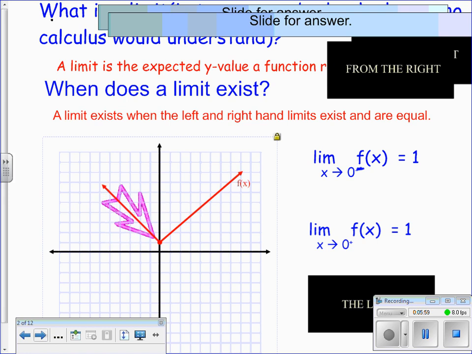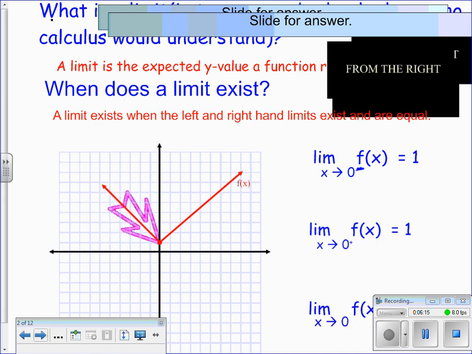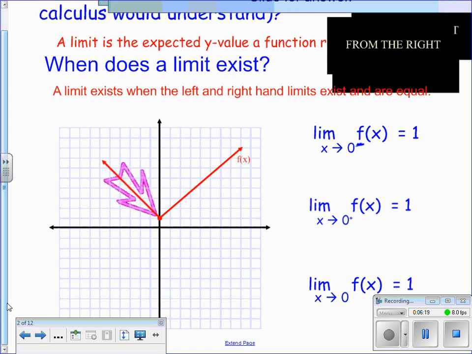Now here's the important thing under this one. As I approach from the left and I approach from the right, do they go towards the same value? So that means the limit, and I'll have to extend this. Come on, there we go.